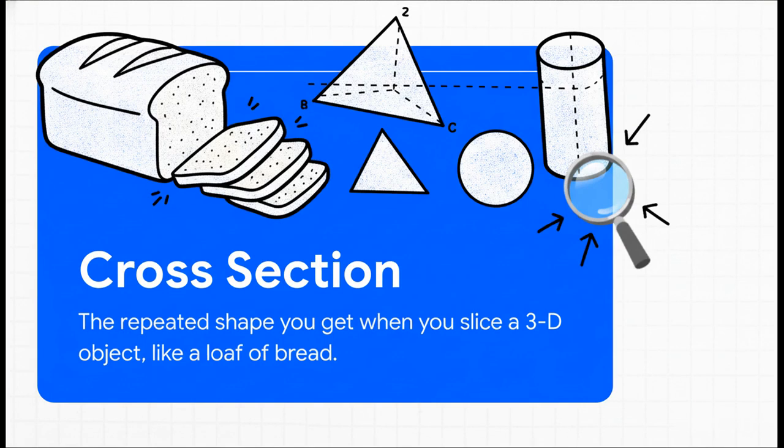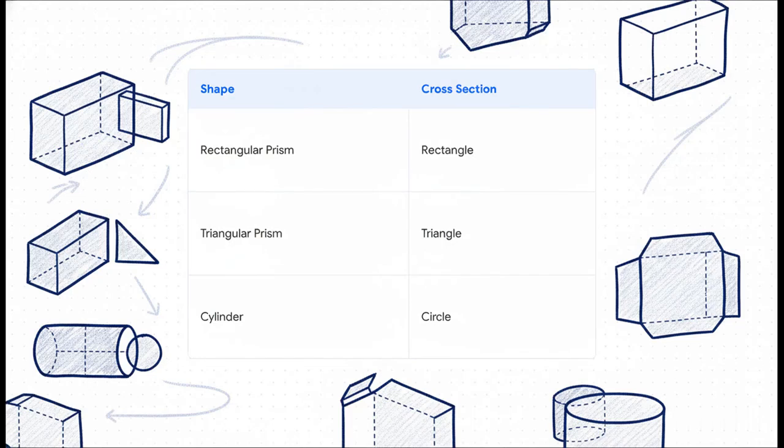It's called the cross-section. The easiest way to think about it is to imagine slicing a loaf of bread. Every single slice has the exact same rectangular shape, right? Well, that repeating shape, that is the cross-section. And this is basically the secret decoder for identifying different types of prisms.